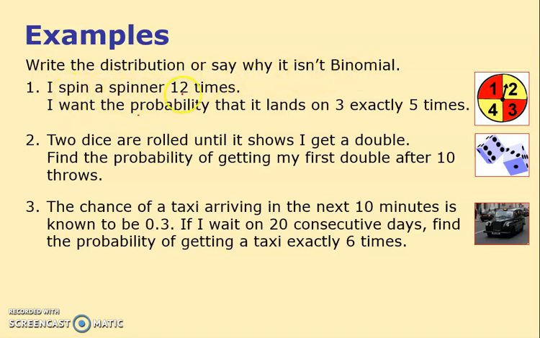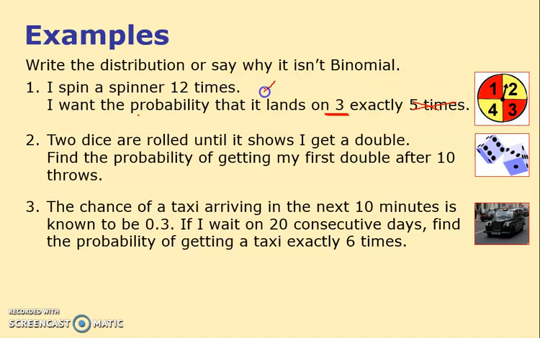So I spin a spinner 12 times, presumably this spinner, and I want the probability it lands on a 3. And the fact it's 5 times, I don't care about this. I care about the fact that it's 3 that it's got to land on. So if you look at that there, what's the probability it lands on a 3? And that's obviously a quarter. There's 4 sections. So the probability it lands on one of them is a quarter.